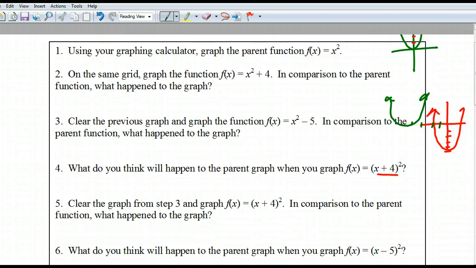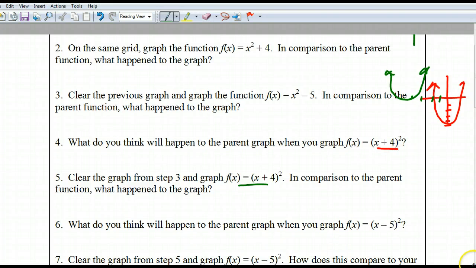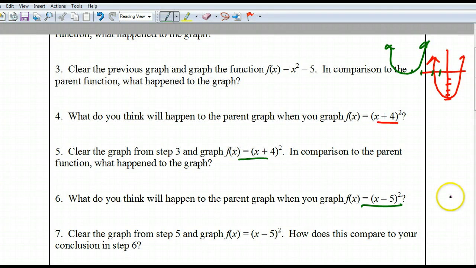Okay, so it says clear the graph from step 3 and graph this one. Wait a second, that's the same one, right? In comparison to the parent graph, we already did that one. Okay, so what do you think will happen to the parent graph when you do this? Of x minus 5 squared. Move to the right 5, yep. So if you go to the right, 2, 3, 4, 5, I ran out of space. So there's half a parabola. Okay? Windows are important, right?